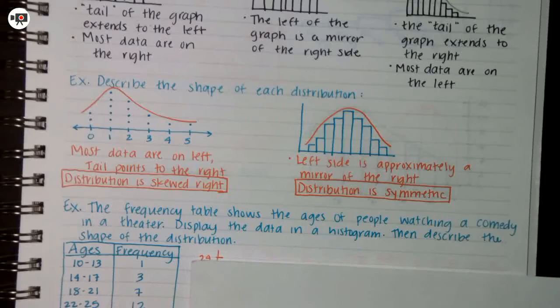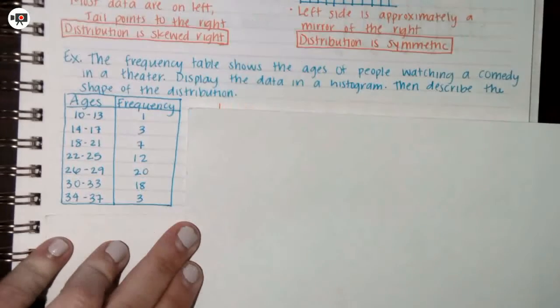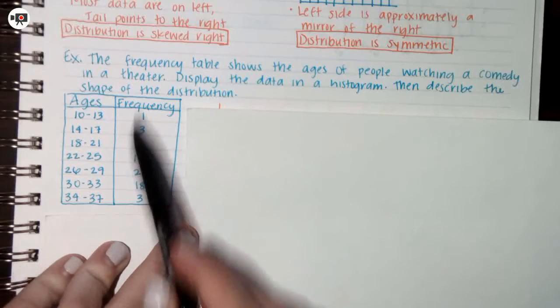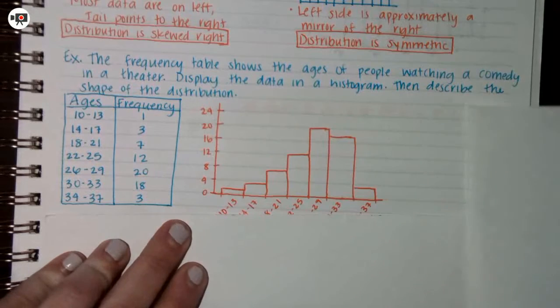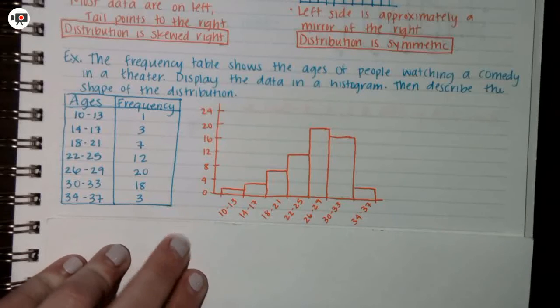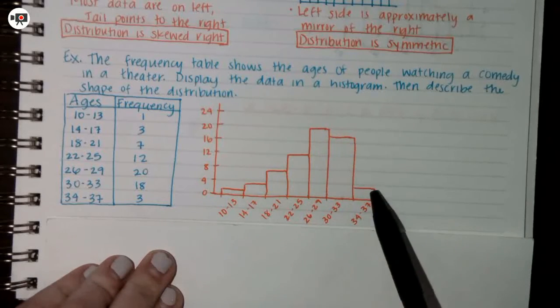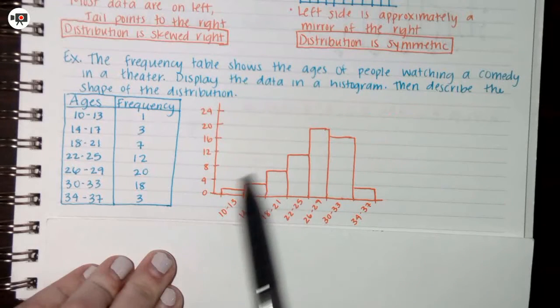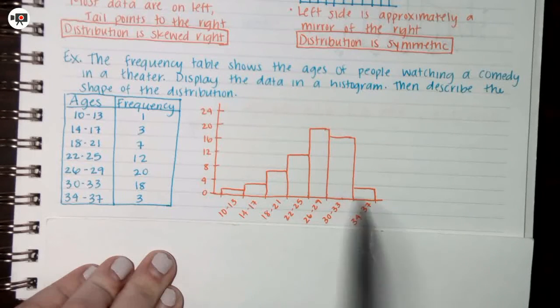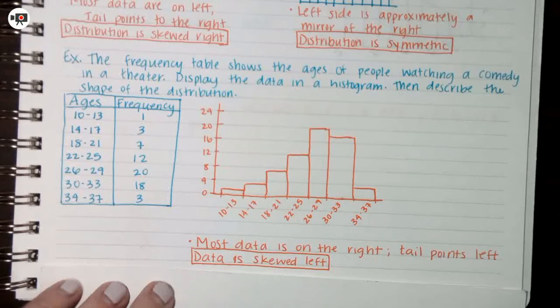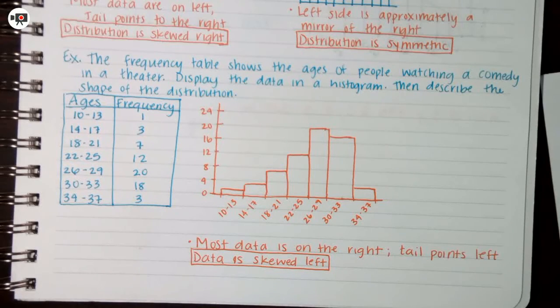Now this frequency table shows the ages of people watching a comedy in a theater. Display the data in a histogram, then describe the shape of the distribution. So I have this frequency table, and I have a histogram of it. Now if I were to draw a line, I can see that the tail points to the left, most of the distribution is on the right, so we say the data is skewed left.